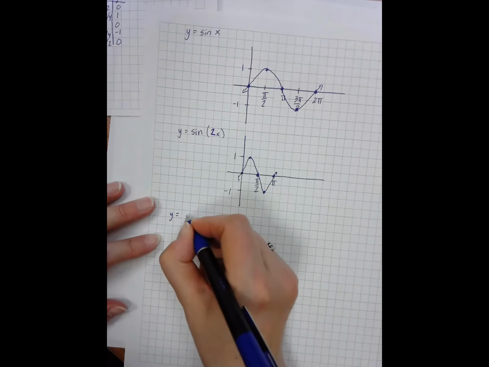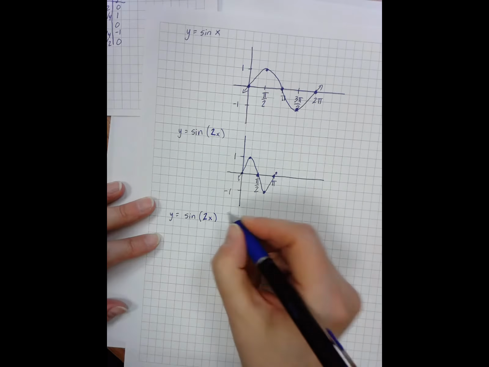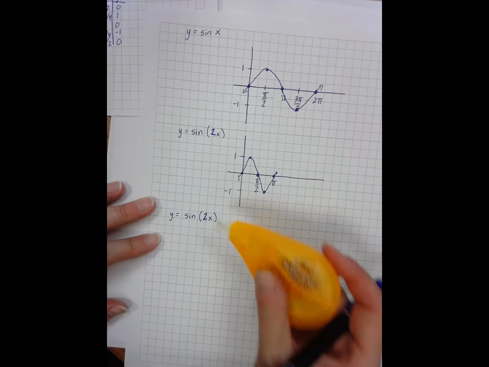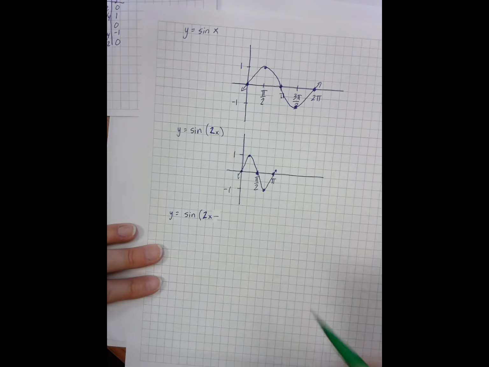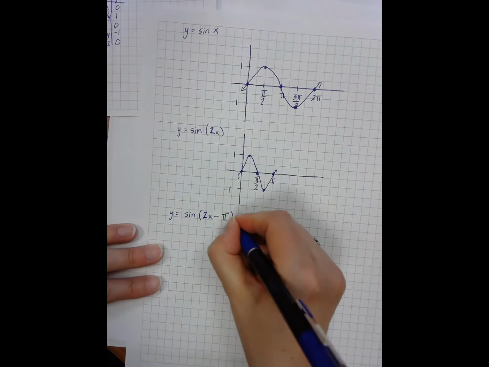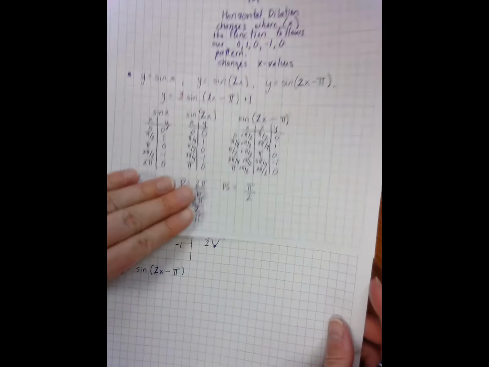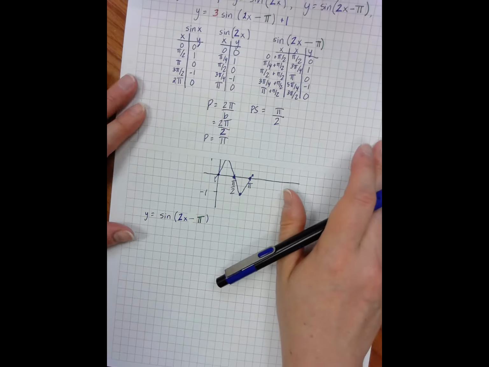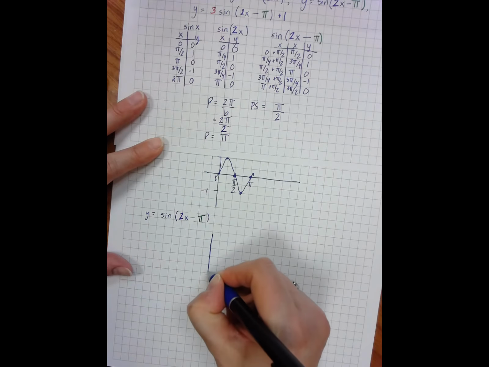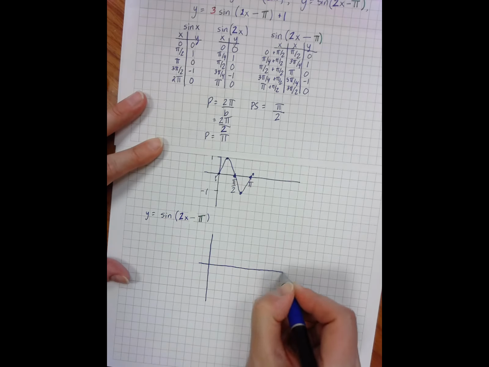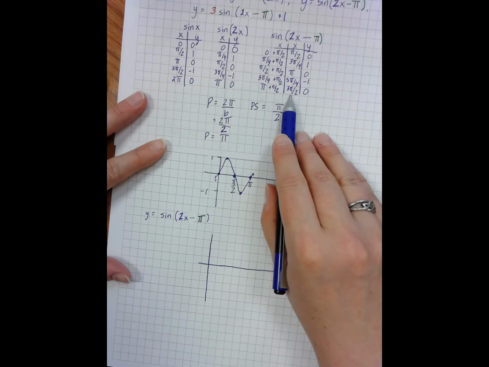So y equals sine 2x minus pi. So in this case, I actually have to extend my graph, my x values further out. So over here, I just went out to pi or 2 pi. But in this case, I'm going to have to go all the way out to 3 pi over 2.